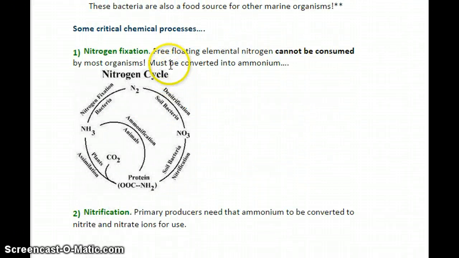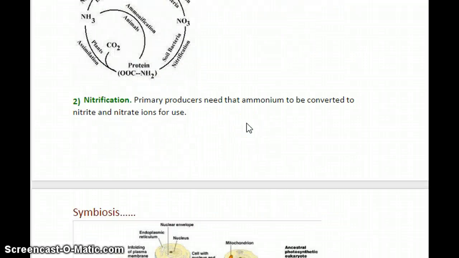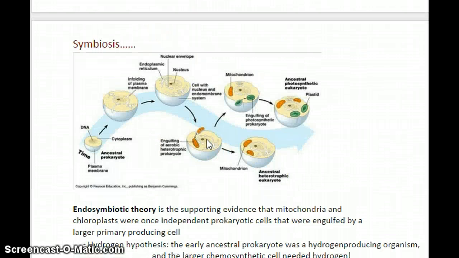Other processes, the nitrogen cycle, which we'll be getting into more detail later, but the nitrogen fixation cycle is something they're a part of. Nitrification is another thing. Primary producers need ammonium to be converted to different forms of nitrate, so that's another part of the cycle. Then there's symbiosis, and this is something really remarkable.